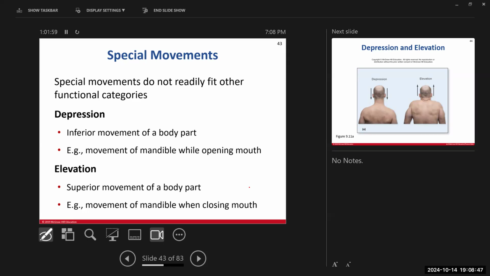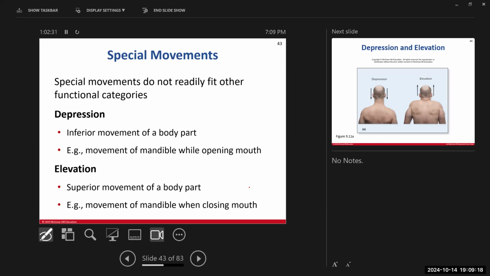So depression, let's look about in your skull. The only movable joint in your skull is the temporomandibular joint. That's your jaw. So when someone asks you to depress your jaw, you're going to open your mouth. And when they ask you to elevate your jaw, you're going to close your mouth. Another way to think of it is your shoulders. When you lift your shoulders up, that's elevation. When you push them down, that's depression.